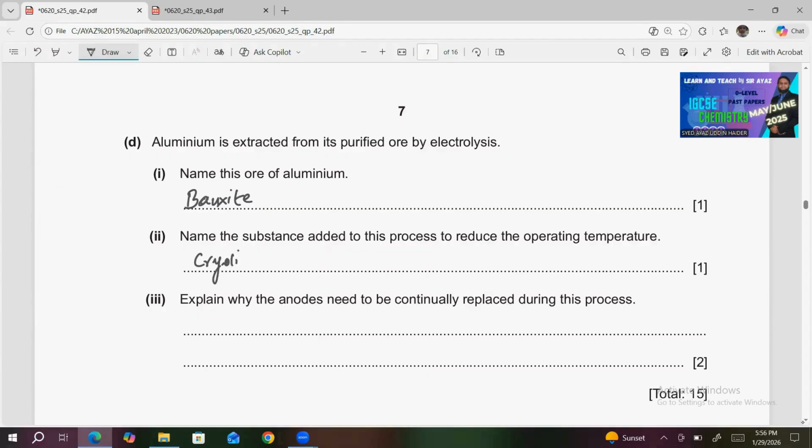So you write cryolite. Number 3, explain why the anodes need to be continually replaced during this process. Now the carbon anode oxidizes or reacts with oxygen to produce carbon dioxide.